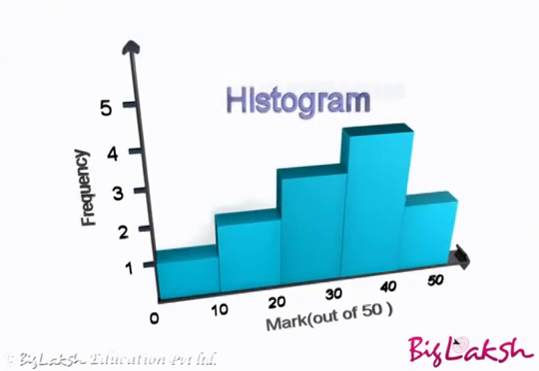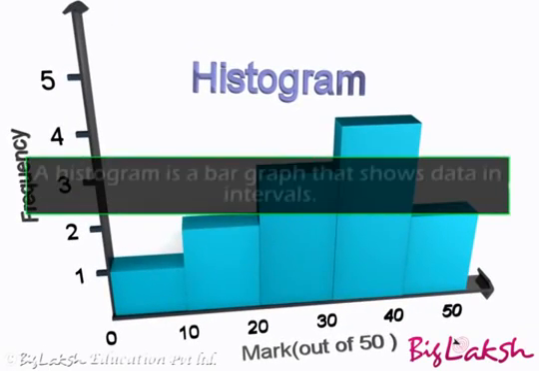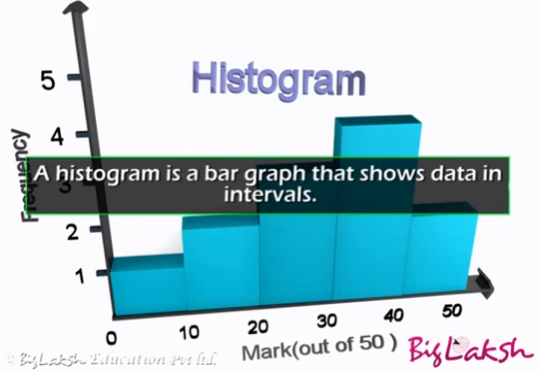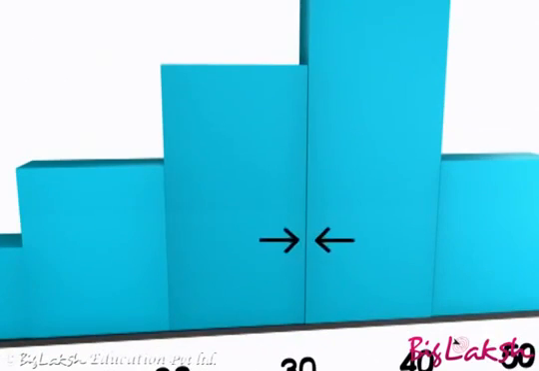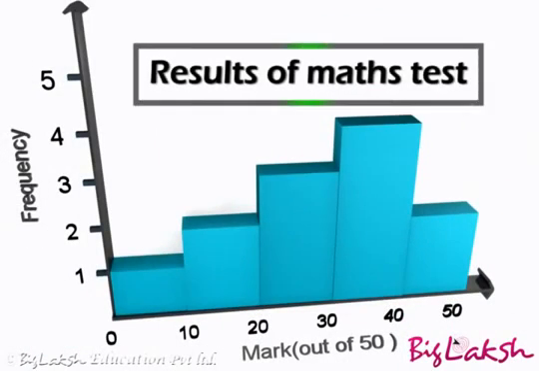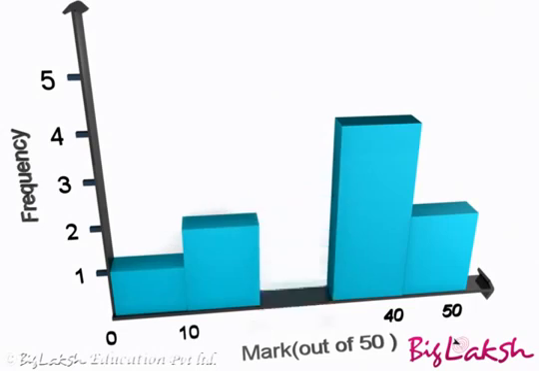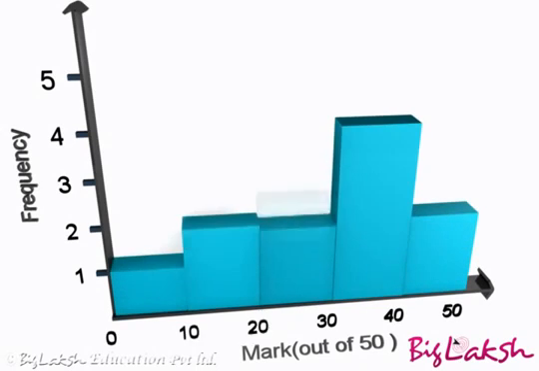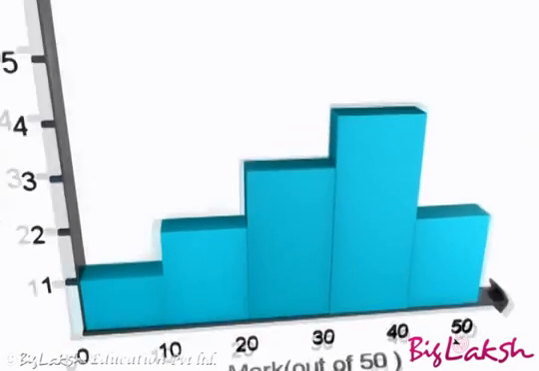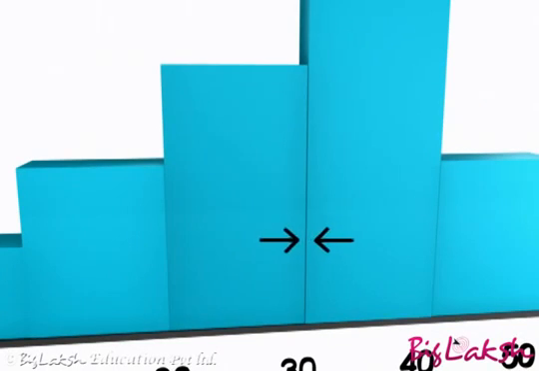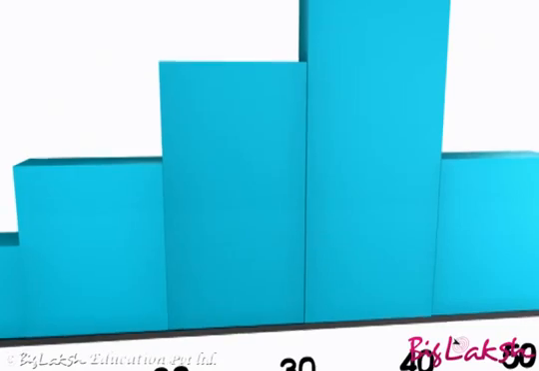This is a histogram. A histogram is a bar graph that shows data in intervals. It has adjacent bars over intervals. This histogram shows the result of maths test. Each bar represents an interval. There are no gaps between bars because there are no gaps between intervals.